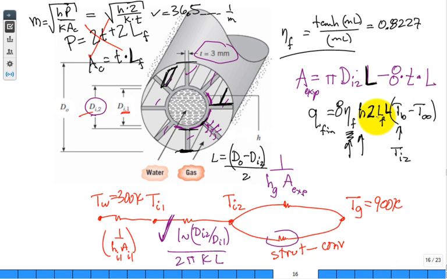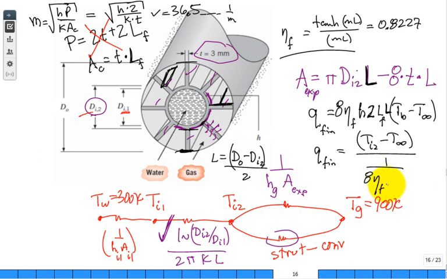All right. Professor, I'm really getting confused. Hopefully you're not getting confused. I want to have a resistance, T_b minus T infinity, where this T_b is T_i2. Well, it's like 1 over eta times the convection coefficient times 2 times the length of the fin times L. That would be this resistance right here.